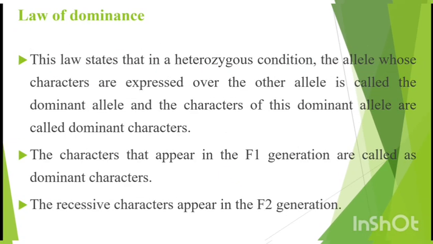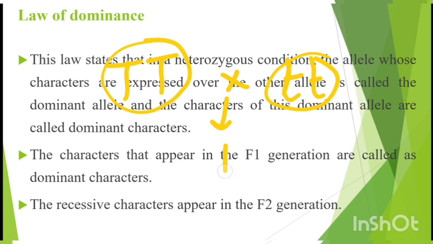Next, Mendel derived some laws or principles after doing his experiment. At first, what is the law of dominance? According to Mendel, when two pure parents, that means pure homozygous parents, cross with each other, they produce a hybrid in F1 generation. The character which is expressed in F1 generation is called the dominant character, and the character which is suppressed by the dominant gene is called the recessive gene or recessive character.